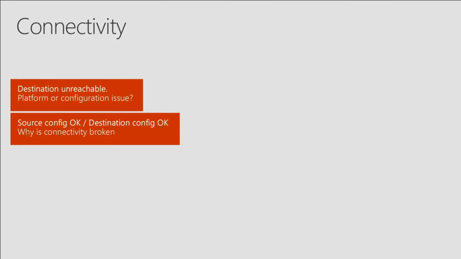First is things like this. These would be some of the common things that you would have seen in your environment. Destination is unreachable, so you don't know whether it's a platform or a configuration problem. That's the first thing. Is Azure doing fine, or did I do something over here that's not getting me what I'm supposed to? Then you go in there and you say, okay, my source looks good, my destination looks good, but still I can't talk.